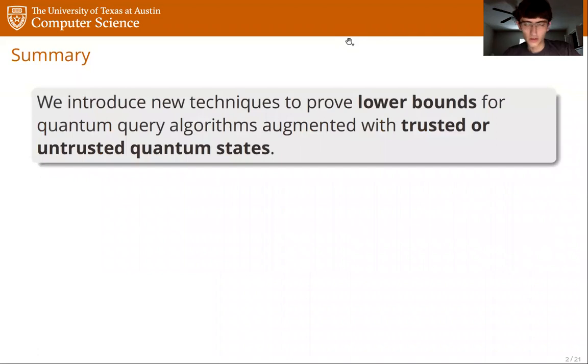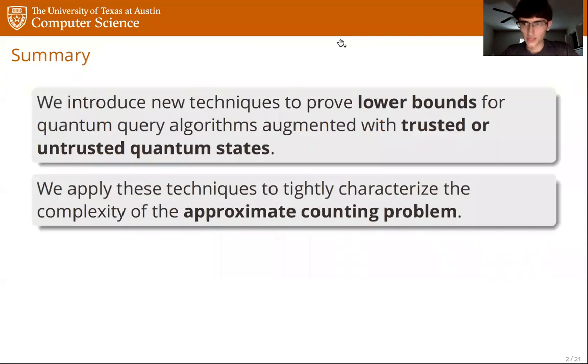So to summarize this work in one slide, we introduced new quantum lower bound techniques for two extensions of the quantum query model that involve trusted states and untrusted states. We use these techniques to tightly characterize the complexity of the approximate counting problem, which I'll say a little bit more about later.